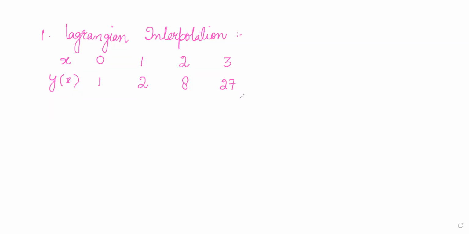Now, first of all, look at the intervals. The gap, what we call the interval, is 1 minus 0 is 1, 2 minus 1 is 1, 3 minus 2 is 1. We say this is an equally spaced interval.